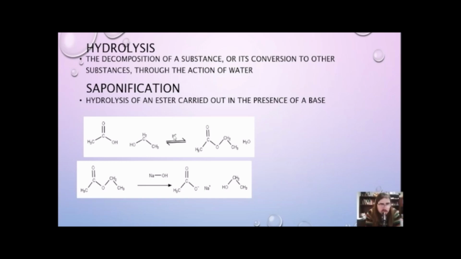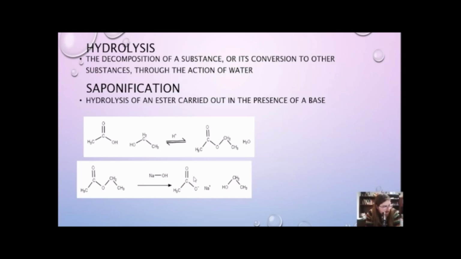Well, esters can easily be broken apart by acid and heat or base and heat. If we do acid and heat, it just reverses the process and we get our carboxylic acid and our alcohol again. However, if we use base and heat, we get a product that's slightly different. We would get sodium acetate and the ethanol. Instead of having that acid, we would be deprotonated and neutralized to form sodium acetate, which is essentially a soap.